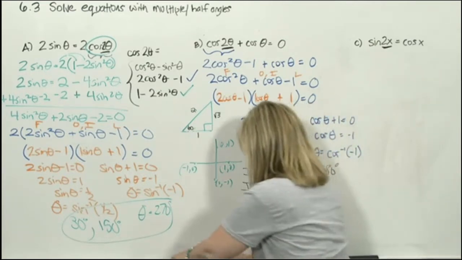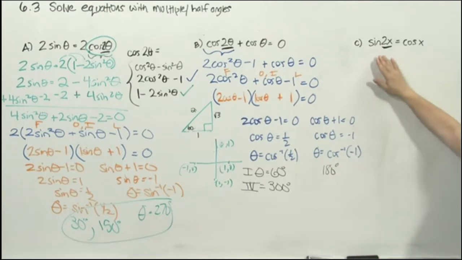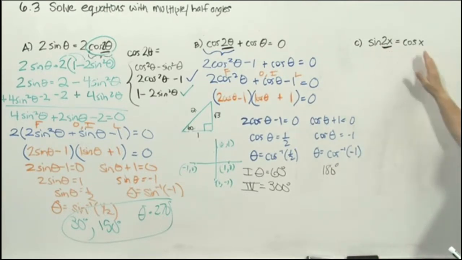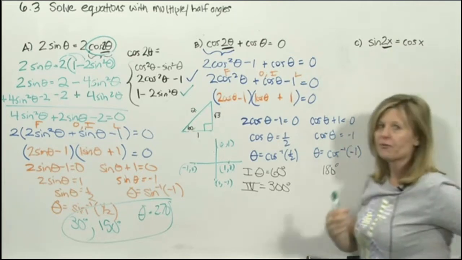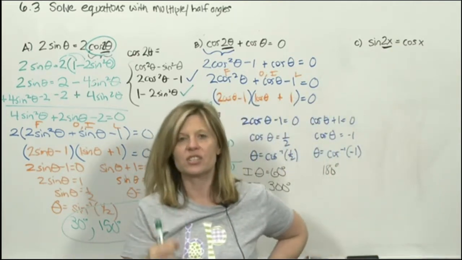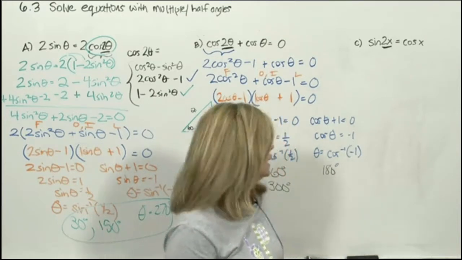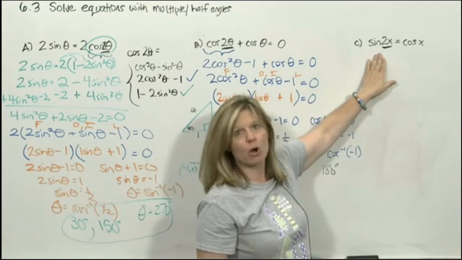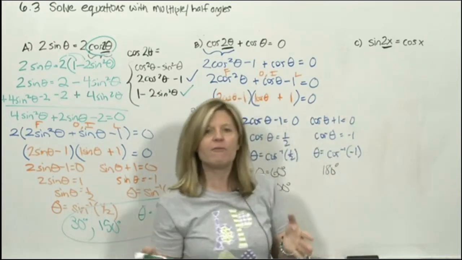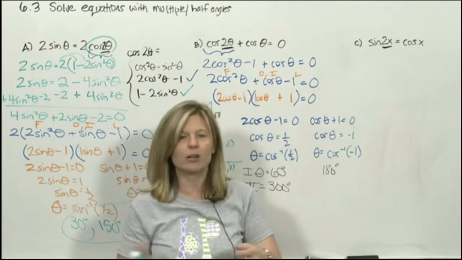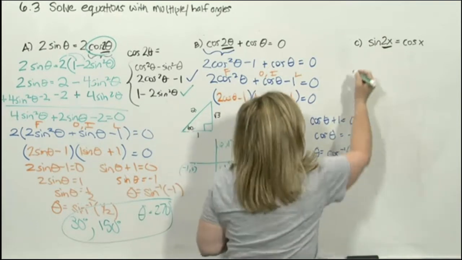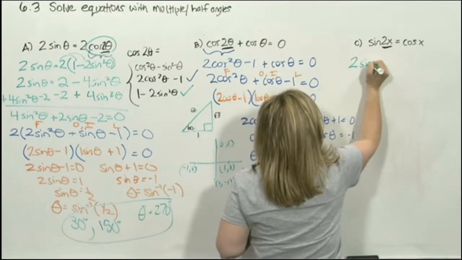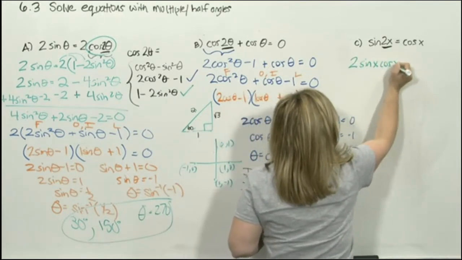All right, let's try one more in the notes. This one says sine 2x equals cosine x. So again, there's your double angle. Your first means of dealing with this is to see if you can do a substitution. Now, this one's great because there's only one option. If you go to 5.5 and look at your double angle identities, there's only one option to replace sine 2x with. It is 2 sine x cosine x.